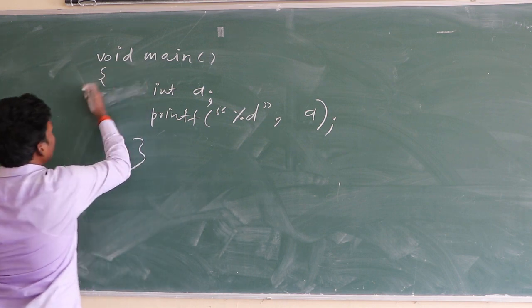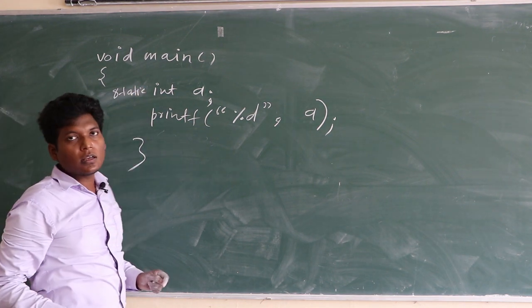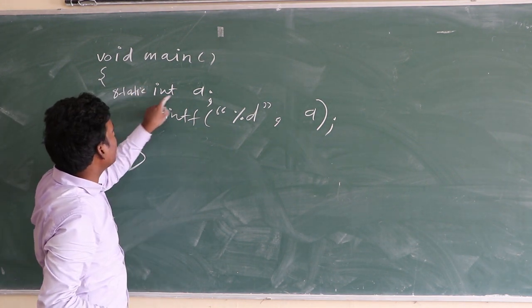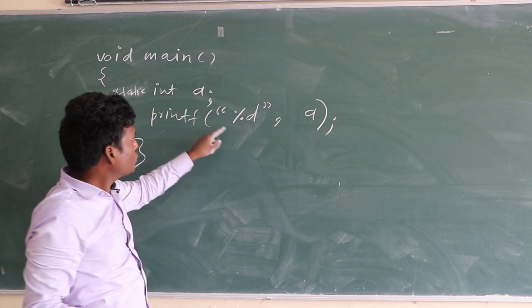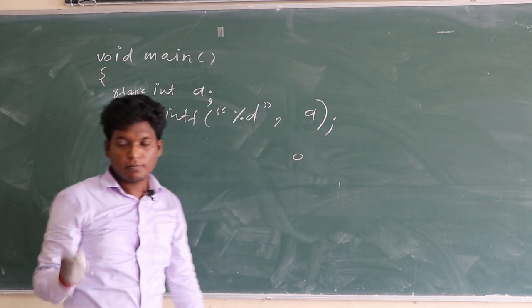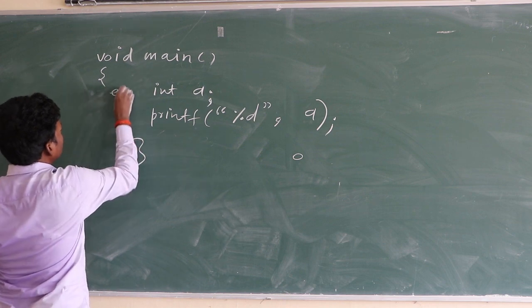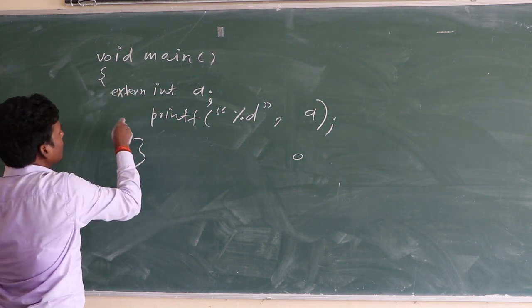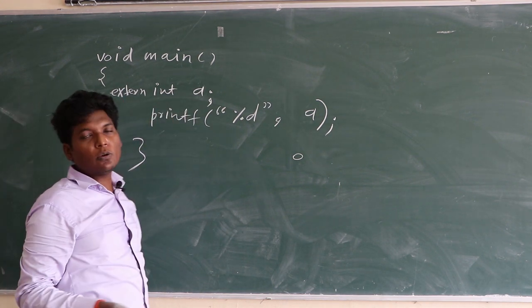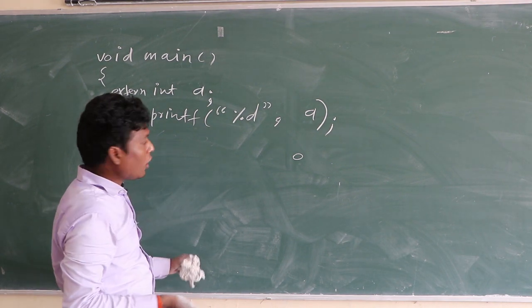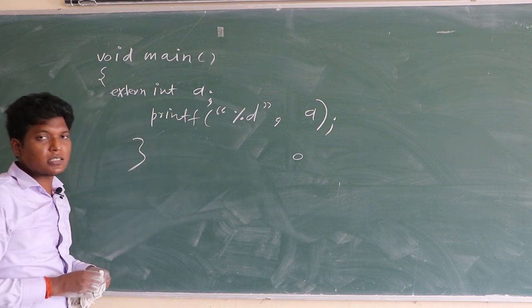Suppose you write static here. Static has a default value of 0. So static int a is assigned nothing, so by default a has 0. So here 0 is printed, not garbage. Suppose this is extern int a. The extern storage class has a default initial value of 0, not garbage. So here 0 will be printed in the case of the extern storage class.